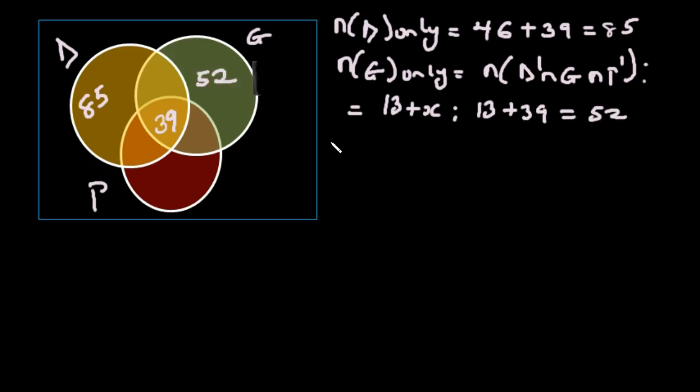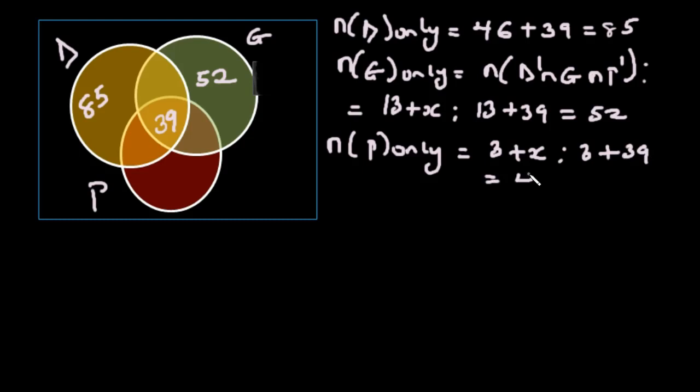Number of people who read Punch only, number of P only, we have 3 plus x, which equals 3 plus 39. So we have equals to 42. So we can write that here also as 42.